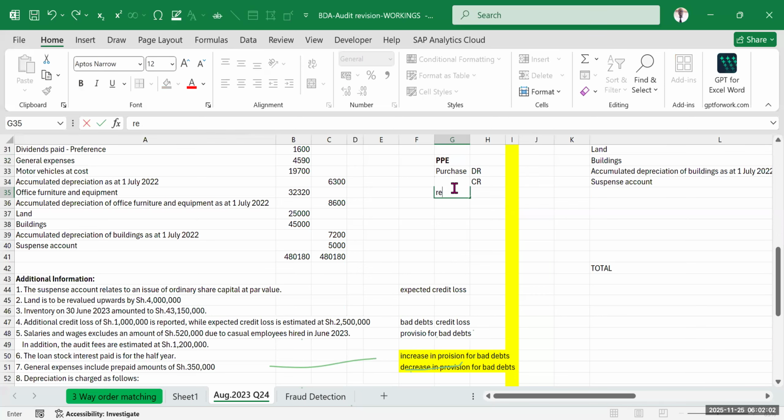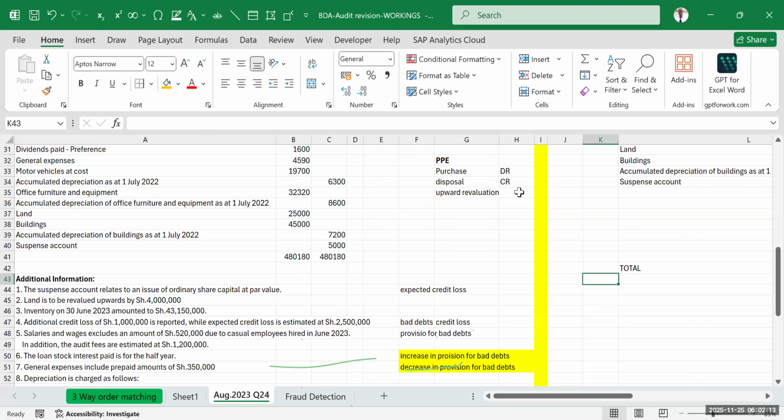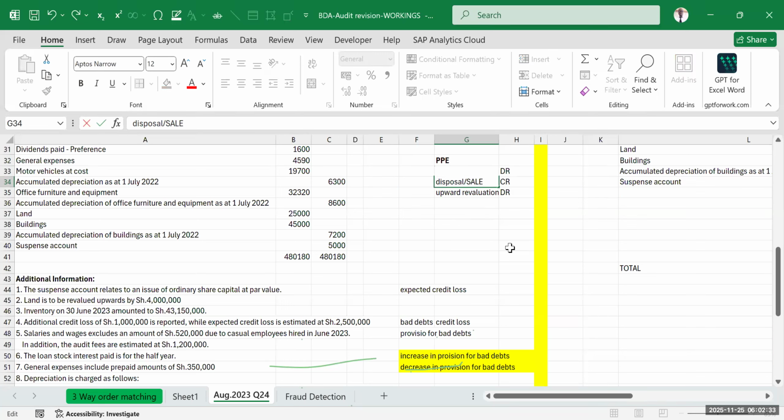Whenever there is revaluation, and the revaluation I'm talking about here is upward revaluation, remember revaluation can also go down. If there is an upward revaluation, it will increase the asset account, and therefore we debit that asset account by that amount. Anything else that affects that? I've talked about purchase, disposal, upward revaluation. This disposal, we can also call a sale. You can use the word selling of an asset, they sold, or just disposal. It's still the same treatment.